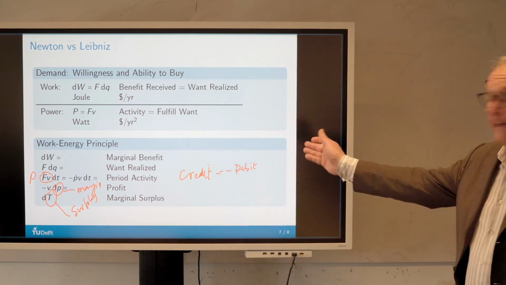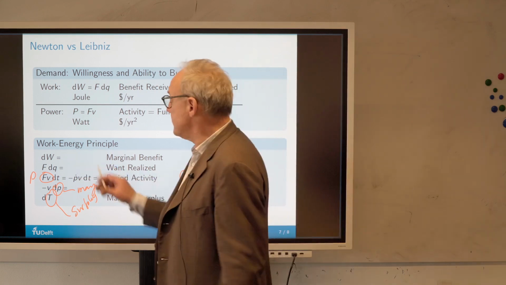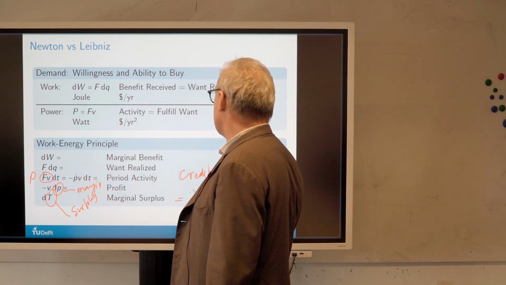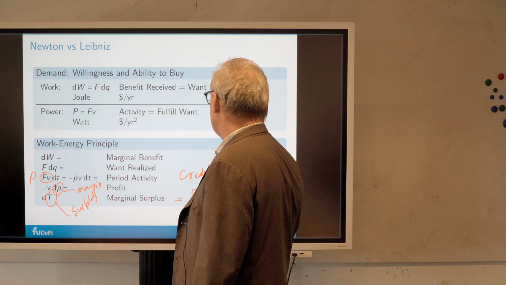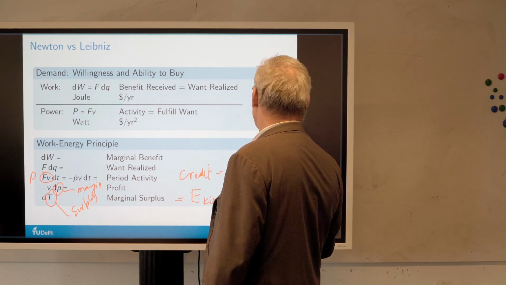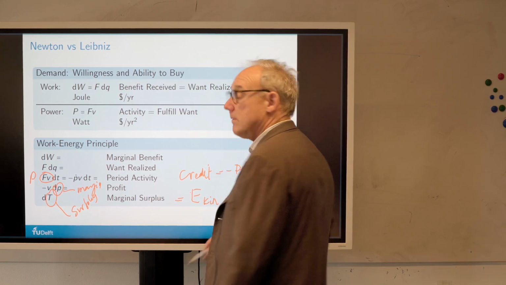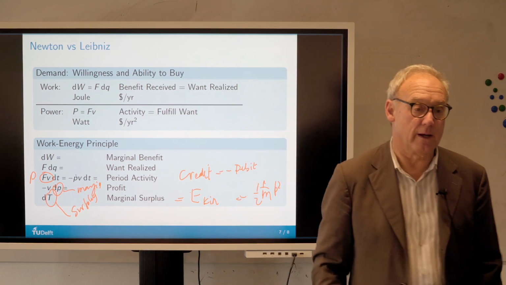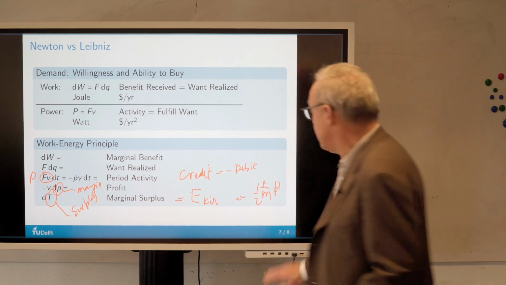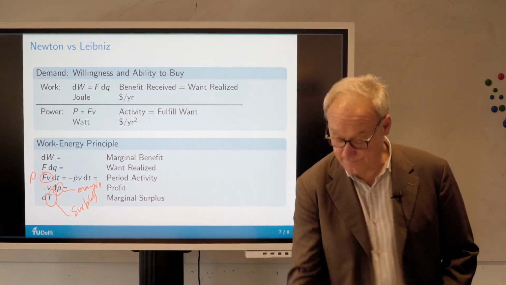Now this is very quick. This is called the work-energy principle, because this here is the kinetic energy, right? This thing here is a half divided by p squared. Okay, if you integrate, oh, wait a minute. If you integrate it out, that's what it is.